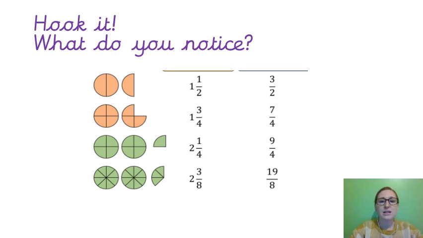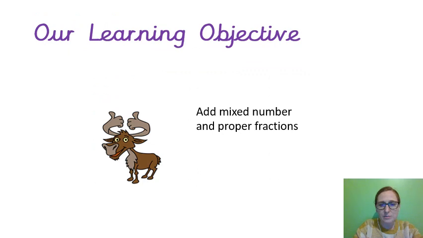We're going to be looking at these mixed numbers and improper fractions in the next couple of lessons. So take a look to remind yourself of what they mean. In today's lesson we're going to be adding mixed numbers and proper fractions together. So we're going to have a mixed number and a proper fraction to make a mixed number, and tomorrow we'll be doing something similar but we'll be making improper fractions instead.